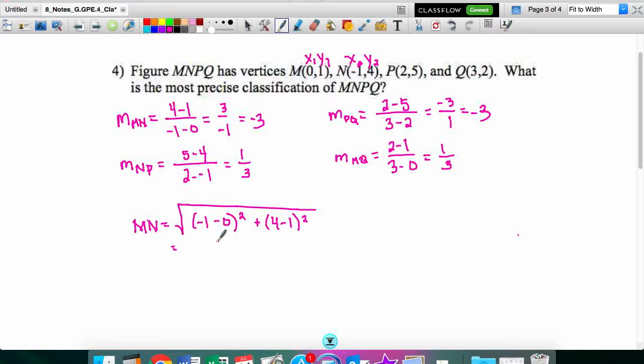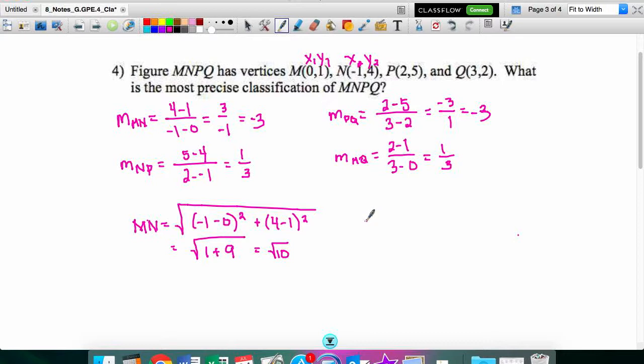Calculating, -1 minus 0 is -1. Square it, we get 1. 4 minus 1 is 3. Squared, we get 9. Giving us square root of 10. 10 does not have a perfect square factor, so that's as reduced as it gets.